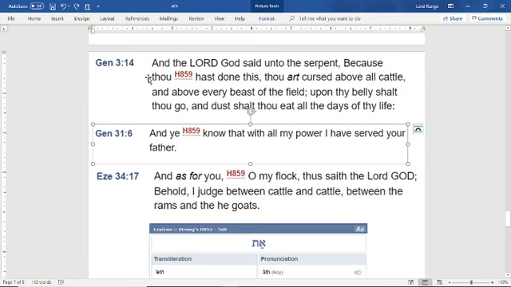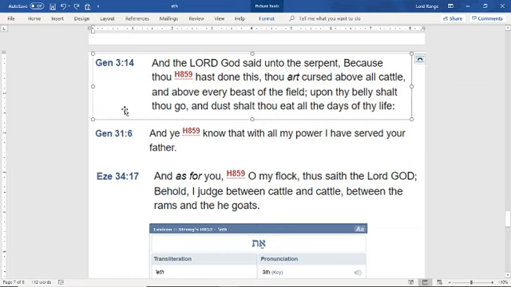And so here we are, first verse. We have Genesis chapter 3, verse 14, thou. And as you can see, there's that 859. Now, all thou means is you. When you go to Genesis 31:6, it says, and ye know that with all my power I have served your father. Again, this word ye just means you. So you have thou and ye, which both means you. And then we have Ezekiel 34:17, and as for you. And again, that's because thou, ye, and you all means you.